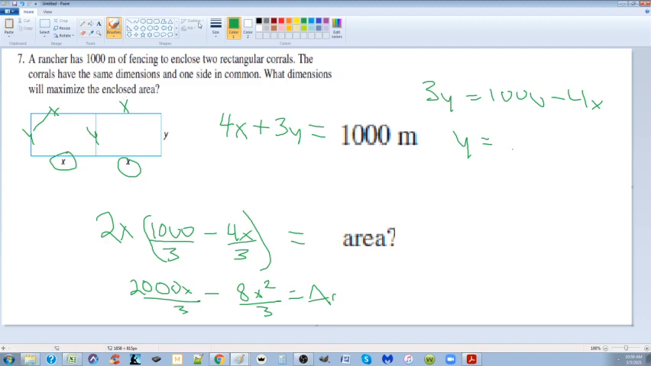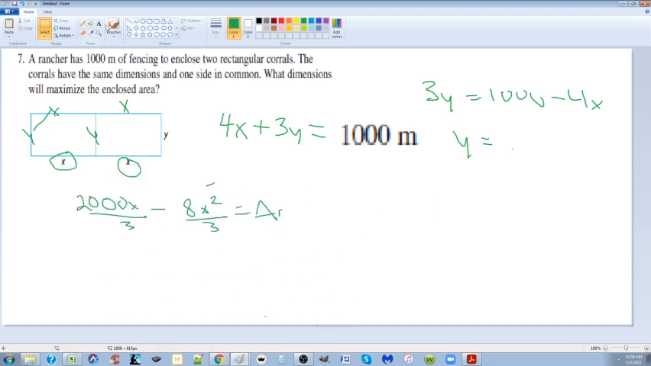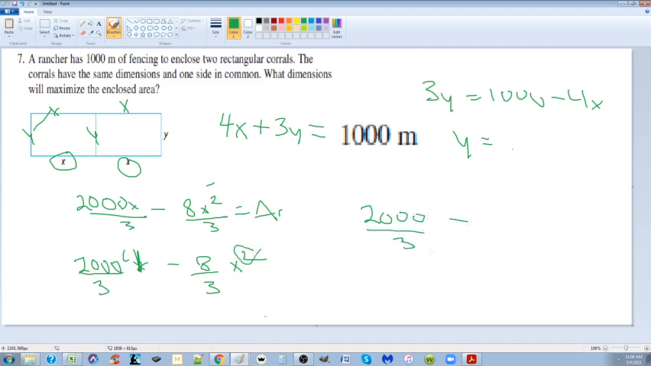Now I'm going to take the derivative, and you might say, oh, these derivatives, I find them difficult. But really just keep in mind that this x here is being multiplied by the fraction 2000 over 3, and this one over here is being multiplied by the fraction negative 8 over 3. So if I take this derivative, this just becomes 1. So I get 2000 over 3 minus the derivative here, which is 16x over 3. And now we just set that to 0.